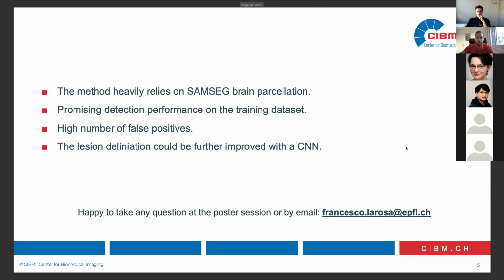So to conclude, we can say that, first of all, our method heavily relies on MSSEG brain parcellation, which is a supervised method based on a Gaussian mixture model. And we obtained some promising detection performance on the training set. However, those have to be verified, of course, in the testing data set. We still have a quite high number of false positives, which could perhaps later be reduced with a CNN. And this is all from my side.